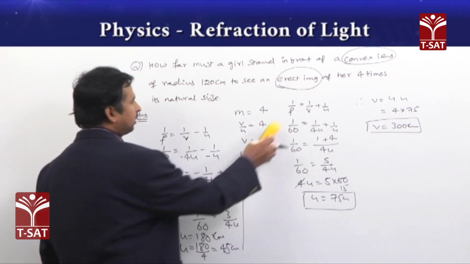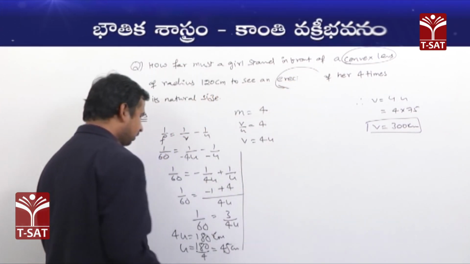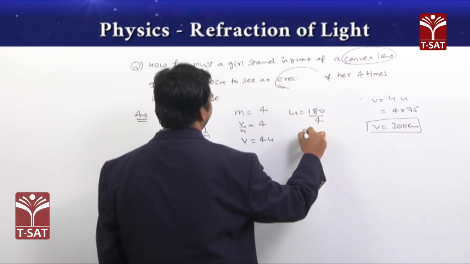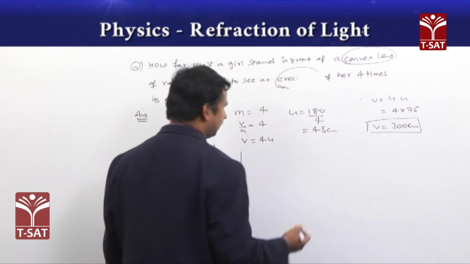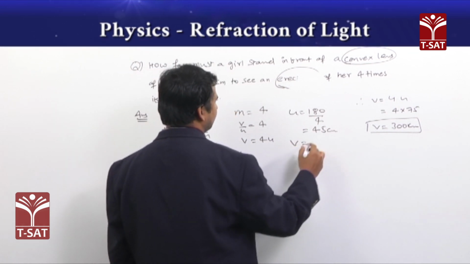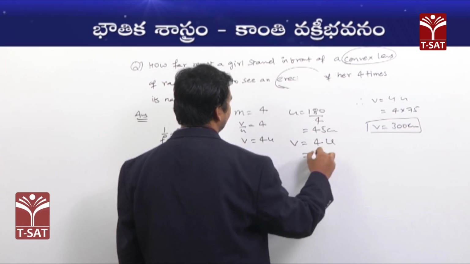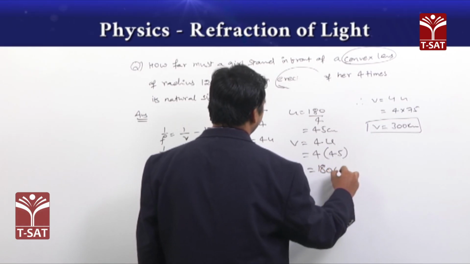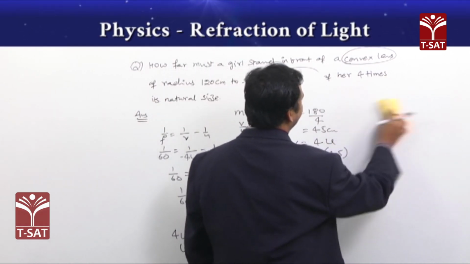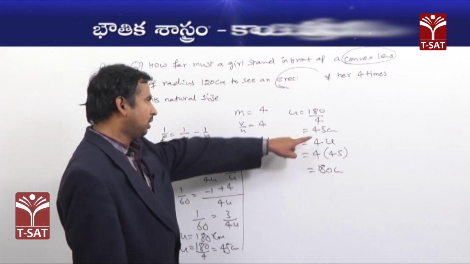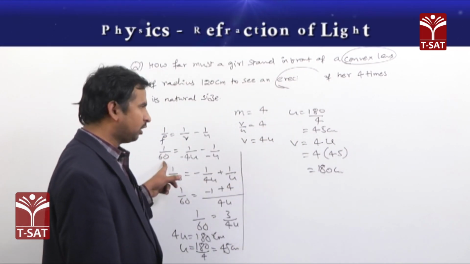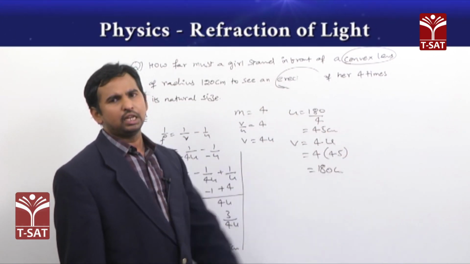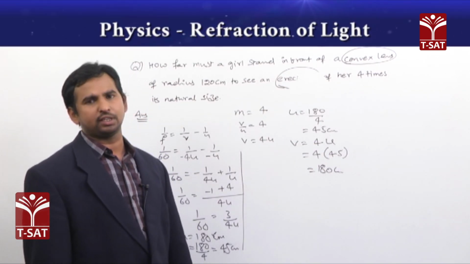Then if you take that as the object distance and image distance, the object distance we got is 180 by 4, which is 45 centimeters. From this, the image distance becomes v is equal to 4 times u, which is 4 of 45, that is 180 centimeters. If you observe, in this case the object distance we got is 45 centimeters, while the focal length is 60 centimeters. So the object is placed in between the focus and the optic center.